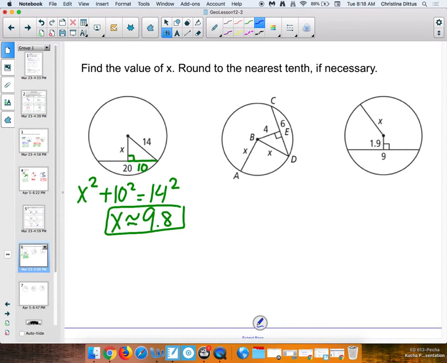This one looks just like a headache. Okay, ready? Let's think about this. If this whole thing is 6, what do we think that is? 3. Anybody remember anything about a 3, 4, 5? This is a radius, so what's that? 5. It's also a radius. They're both radiuses. They both come from the center to the side. So what's X? 5.